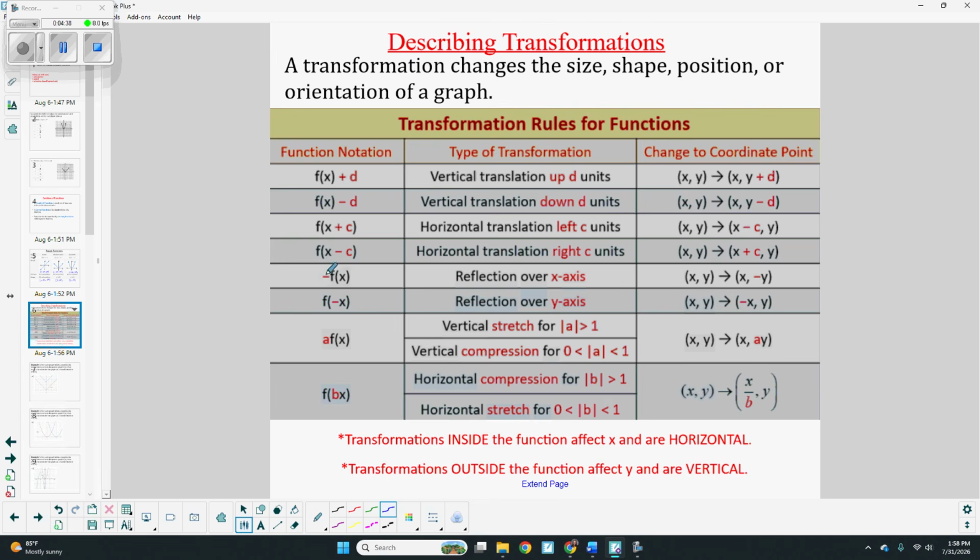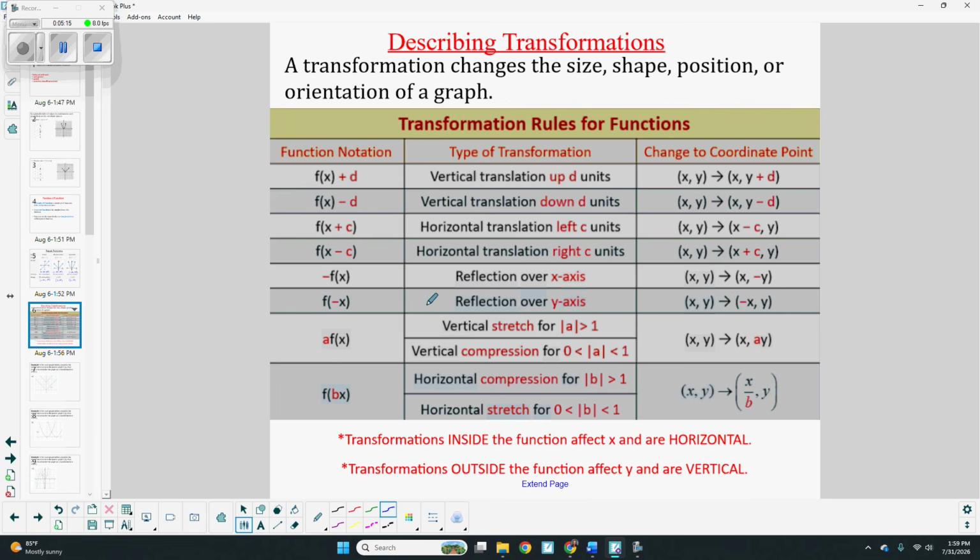If we're putting a negative in front of the whole thing, right, we're really doing negative to the y, that's a reflection over the x-axis. And if I put the negative in with the x inside the parentheses, that's a reflection over the y-axis. If there's a number in front of the whole thing, right, it's not just applied to the x, it's applied to the whole thing, then that's a vertical stretch or shrink. We use the word shrink or compression. So if it's bigger than 1, its absolute value, then it's going to be a stretch. It's going to make it more narrow. And if it's between 0 and 1, it's a shrink or compression.